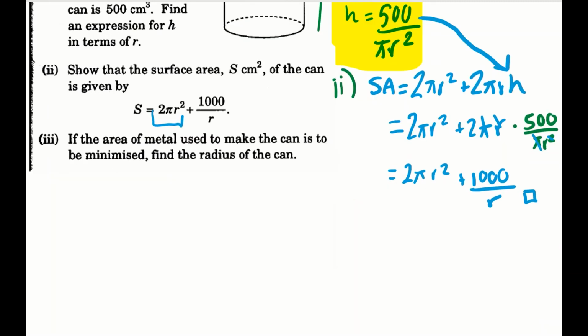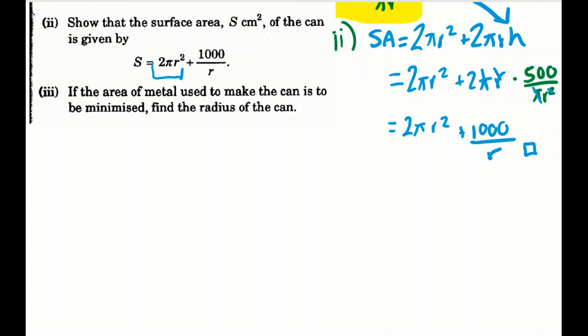Alright, now is the last part. If the area of the metal used to make the can is to be minimized, find the radius. So we need to find the radius such that it makes a minimum. Once again, what are my steps? I differentiate, I solve to equal r, and I check that gives me a minimum by differentiating again. So let's start by differentiating this.